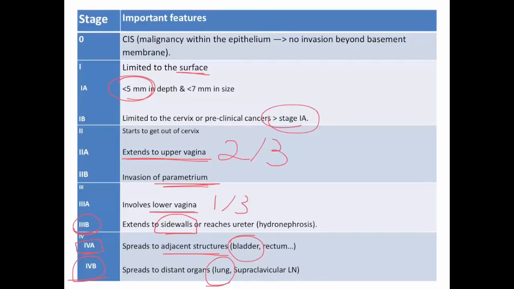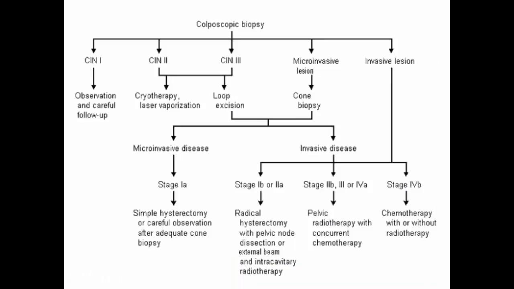Now, after we know staging, let's talk about treatment. Now here we're going to talk about treatment. Now after you do the biopsy, which we said is very much required for treatment, you're going to check out what we are dealing with. So we have CIN 1, 2, and 3.